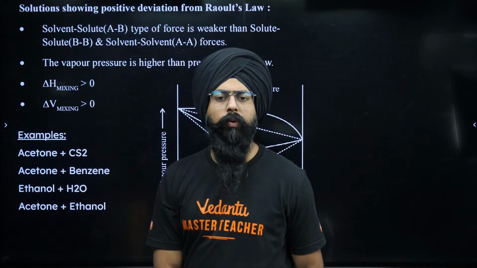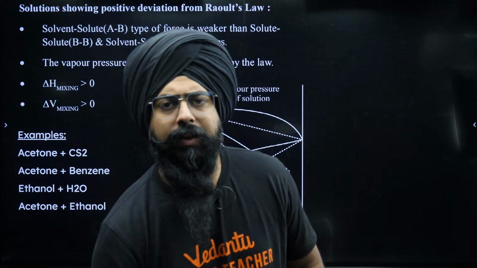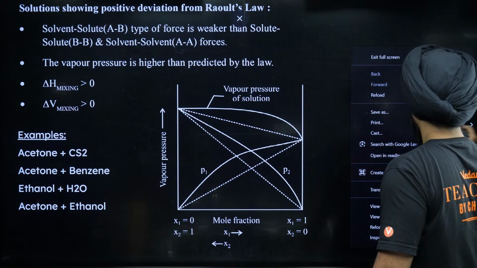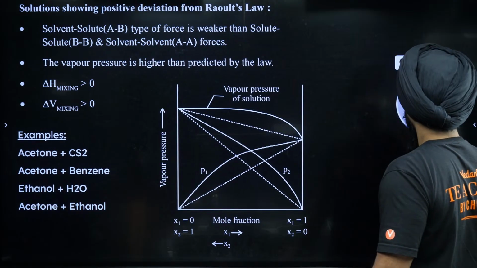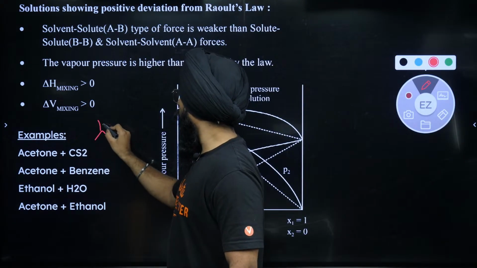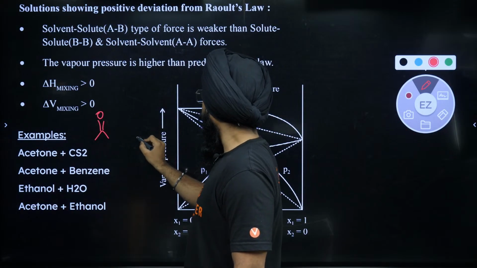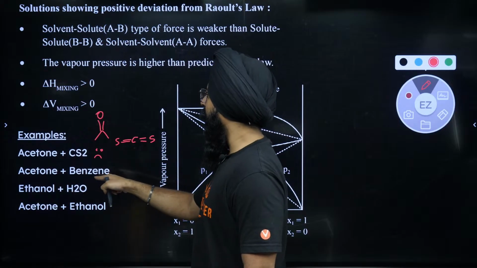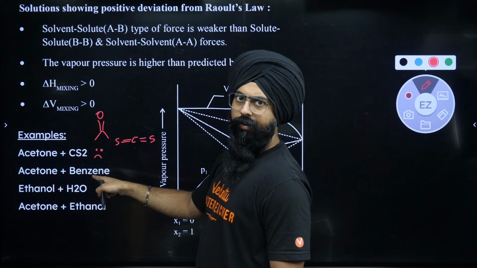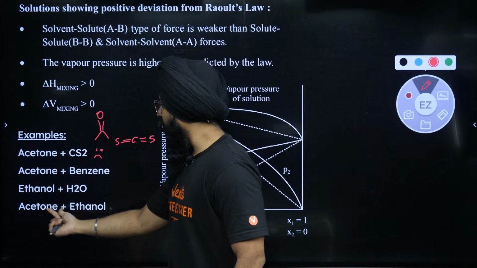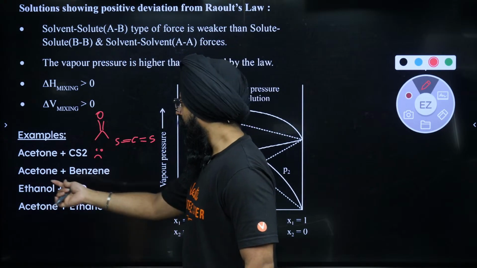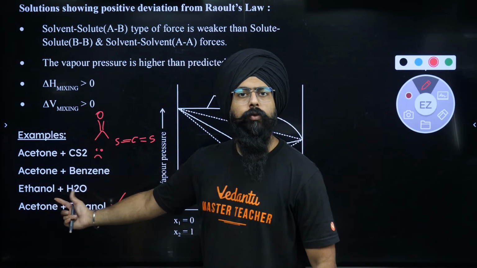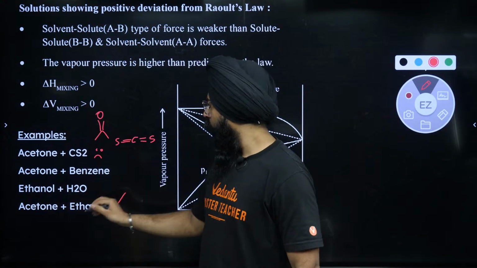Acetone and carbon disulfide, when you add them together, they hate each other. You can write these examples down if you want. Acetone is a polar molecule and carbon disulfide is a perfectly non-polar molecule. So they hate each other. Acetone and benzene, they are also not very fond of each other, because non-polar, polar. Ethanol and water, again they hate each other. Why? Because water's good hydrogen bonding network is disturbed by ethanol. So they also hate each other.